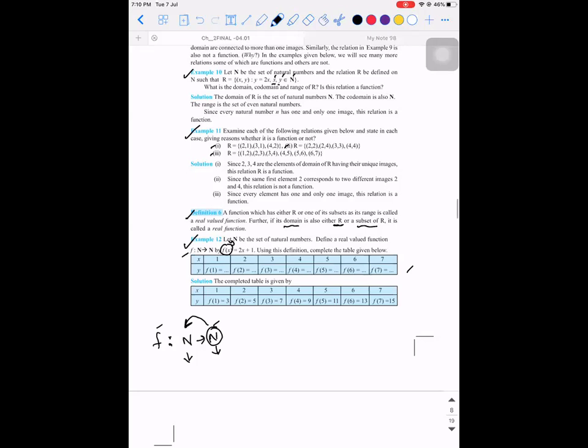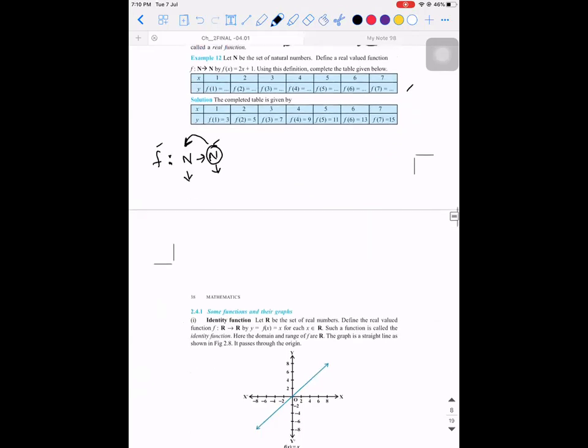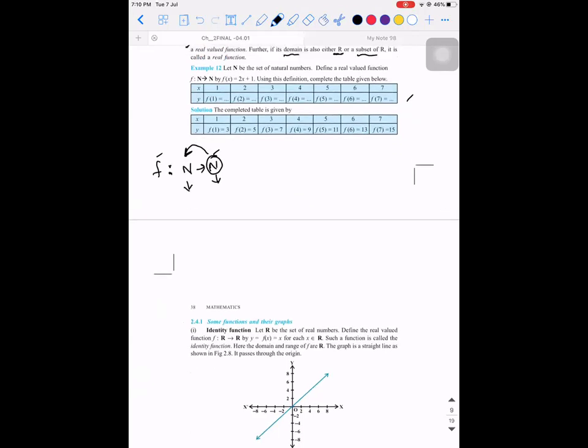So what they're asking is, let N be the set of natural numbers. Define a real valued function f mapped from N to N such that f of x is equal to 2x plus 1. Using this definition, complete the given table below. When you substitute x is equal to 1, what is the value of y you are going to get? y is nothing but f of x. So f of 1 is 3, f of 2 is 5, f of 3 is 7.